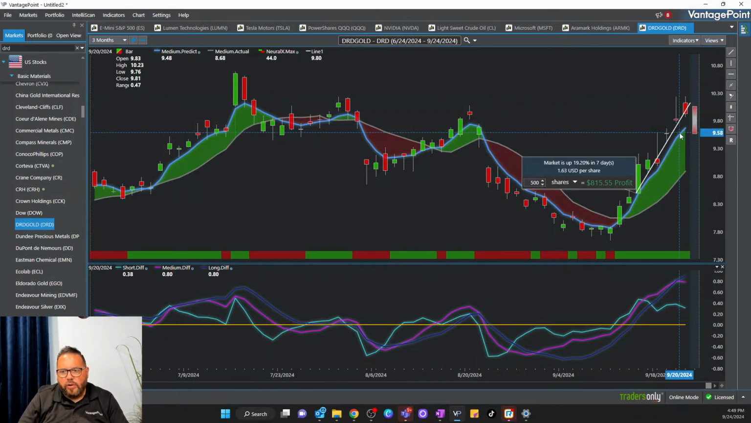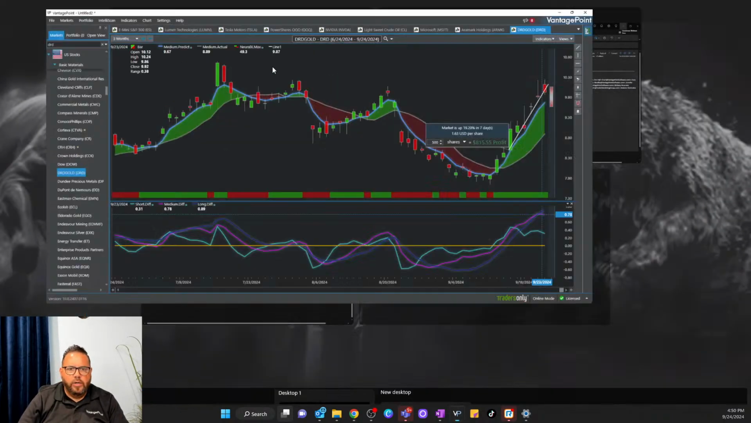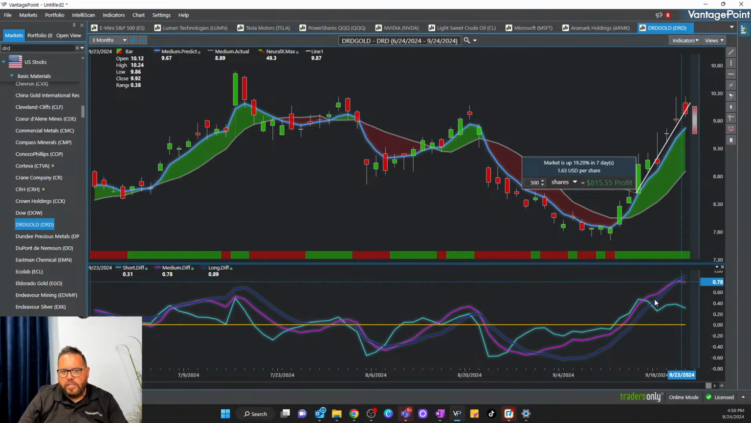VantagePoint is indicating there is still some bullishness left in this. Take a look. The blue line is above, the neural index is green. The 3-day momentum indicator has some nice bullishness to it, but it's at a new high. Look, a new 3-month high at least. We can look at 6 months if we wanted to, but we can see that navy blue line has set a new high. That medium one set a new high and pulled back. That short-term one set a new high recently, pulled back.